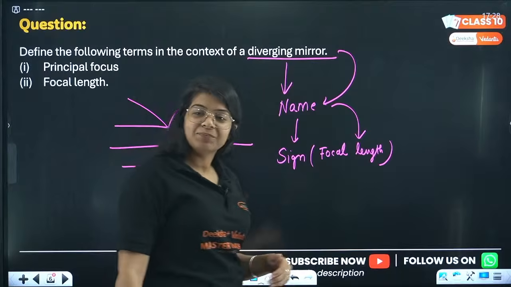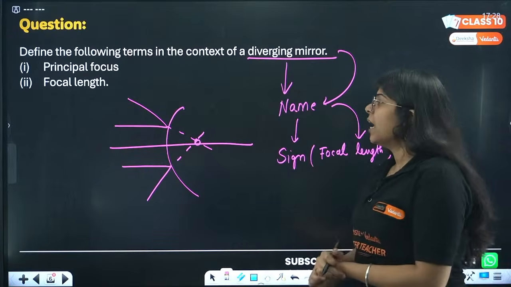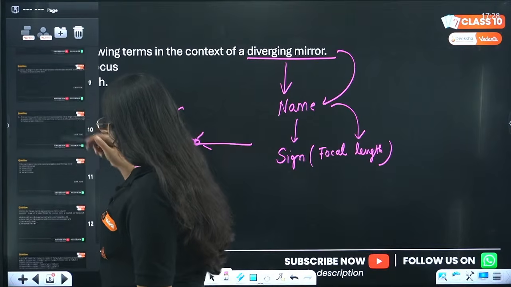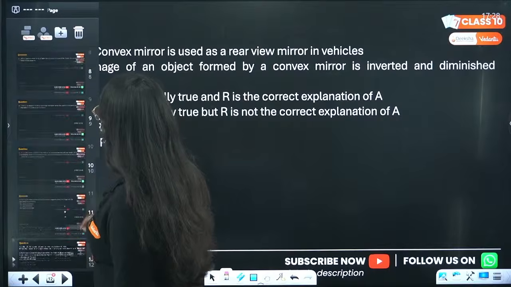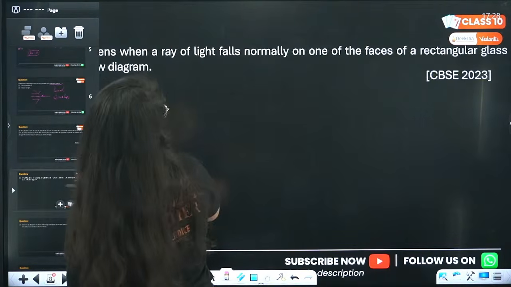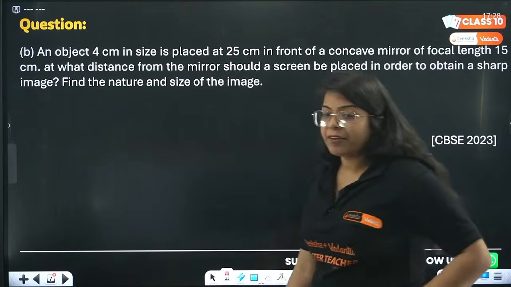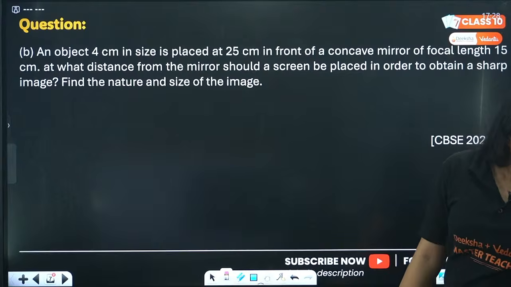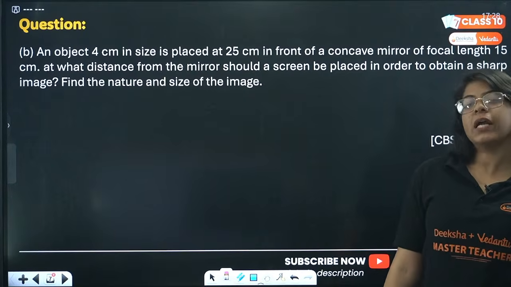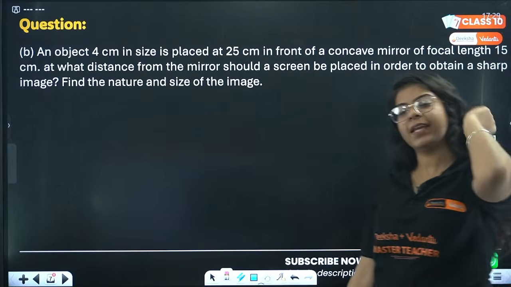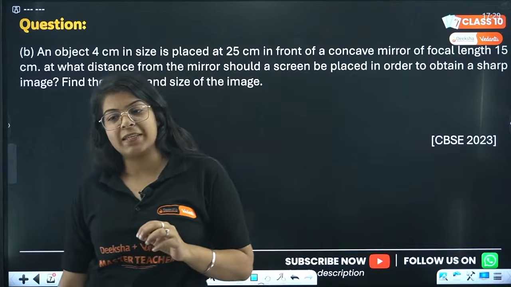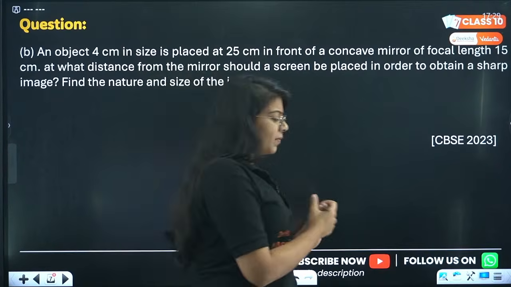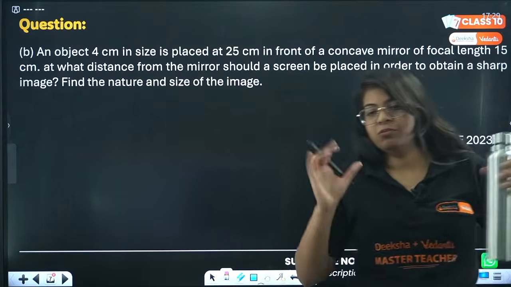So are you done? Understood. Very good, all of you. Great. And then focal length, the distance from pole to focus. Very good. Okay, next, let's do one numerical and then we'll move back to the questions. Read it carefully, and let me know, do you guys understand this or not? Okay, great Ayush Raj. Principal focus is the point on the principal axis where parallel rays of light either converge in case of concave mirror or appear to converge in case of convex mirror. Very good Sachin. 20 points to you.